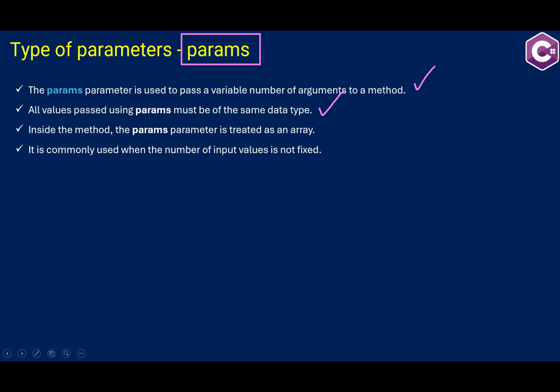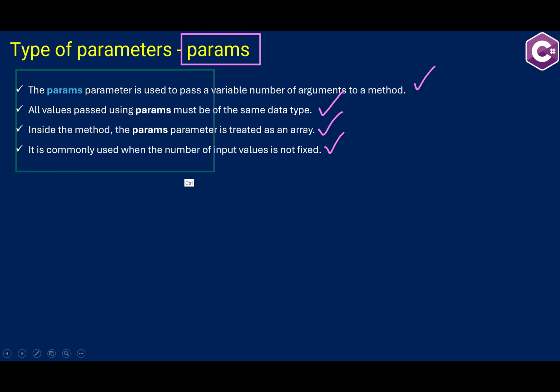In case you are using a variable following the params keyword, that variable should contain the same data type. I mean, here you are passing multiple values, so those multiple values should be assigned the same data type. Anyway, we will check this in the program, no worries. Inside the method, the params parameter is treated as an array, and it is commonly used when the number of input values is not fixed.